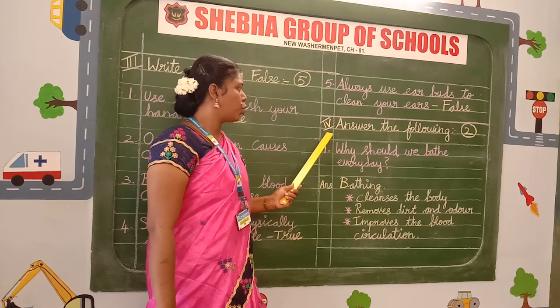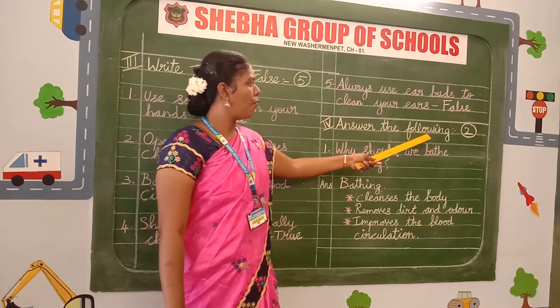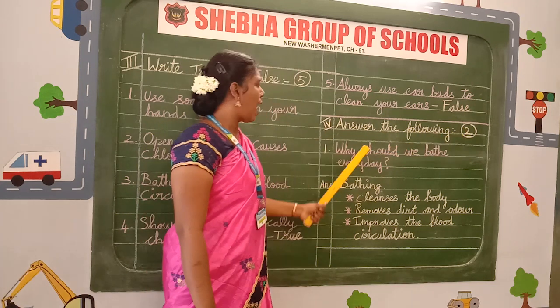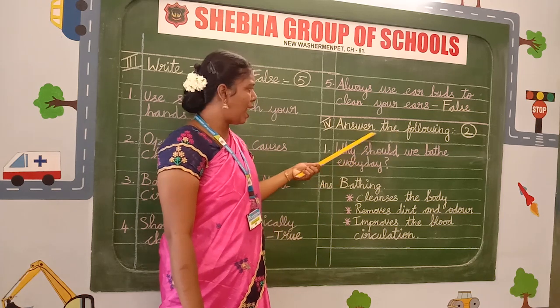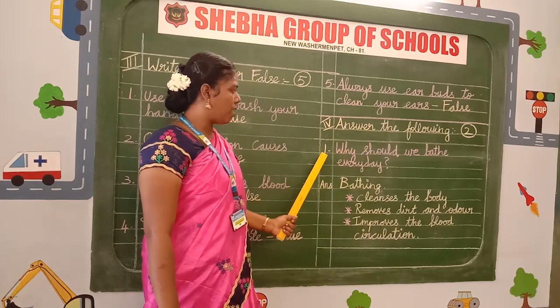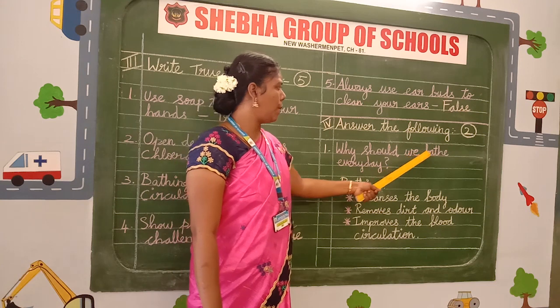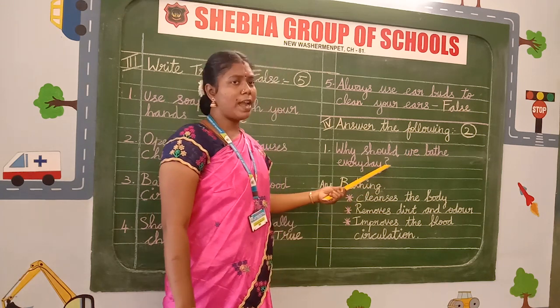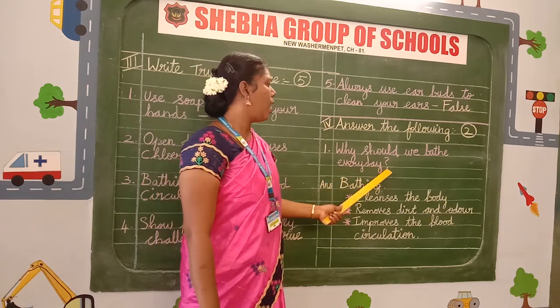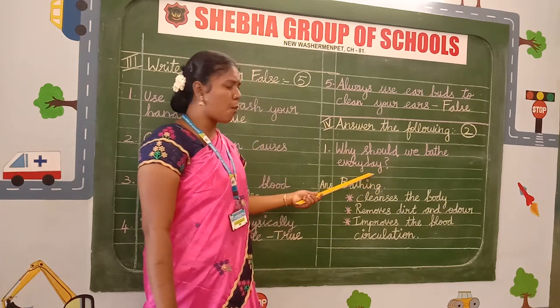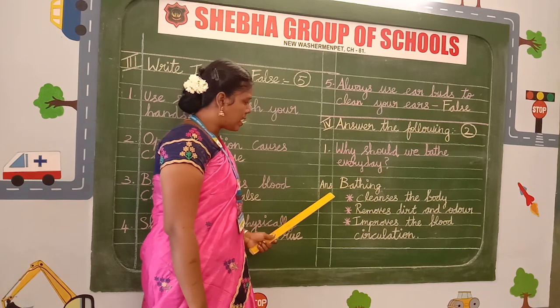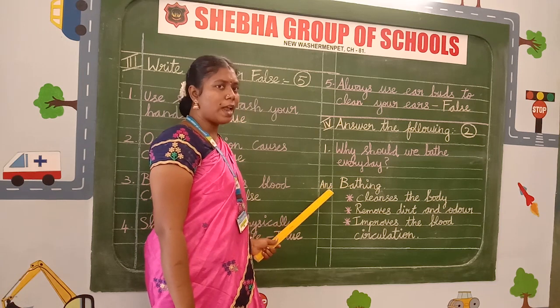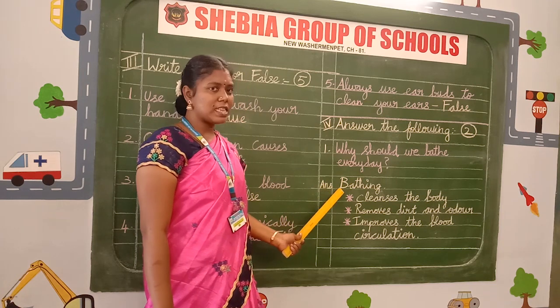Now you can write fourth row letter. Answer the following. After finishing writing the heading, you can leave the line. Number 1. Why should we bath every day? After finishing that, put the question mark. You can write a question, means you can put the question mark here. After finishing that, you can leave the one line. Then you can write the answer. ANS, it's a short form for answer. Then you can write the answer.